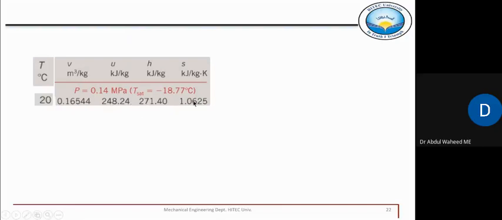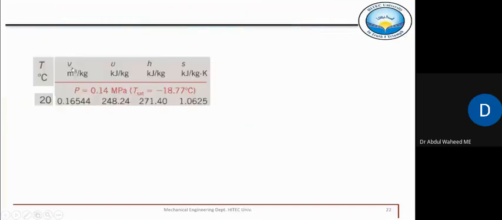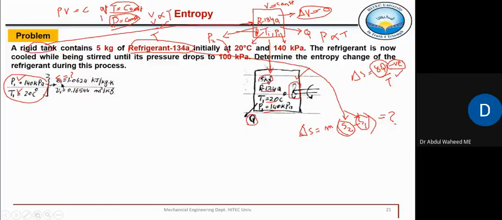Here are the values of the thermodynamic properties: specific volume, internal energy, enthalpy, and entropy. And we are now interested in entropy. So that is our required value. S1 is 1.0624 kilojoules per kilogram per Kelvin. And V1, the specific volume, we have also seen here. Here is V, 0.16544. All right. So S1 and V1, we would need V1. Let's see why we need V1.